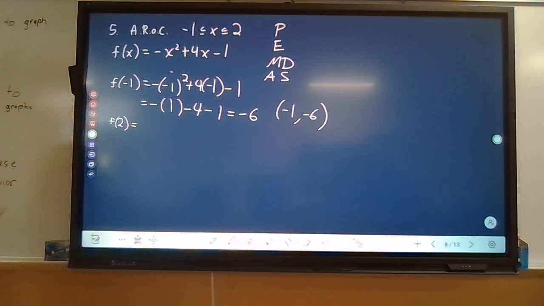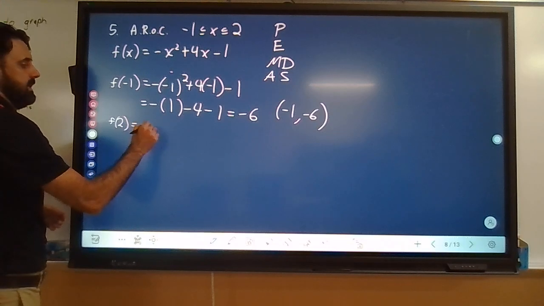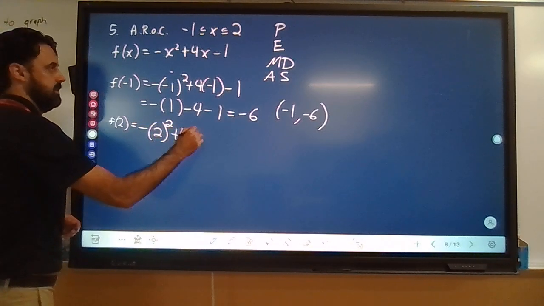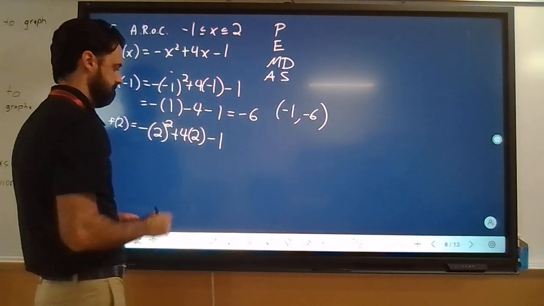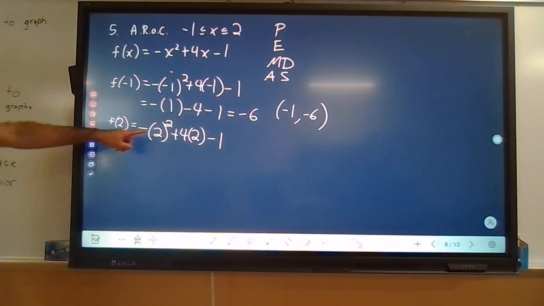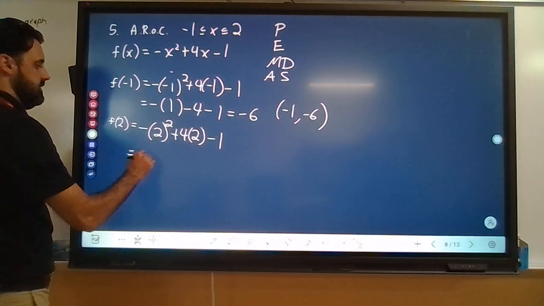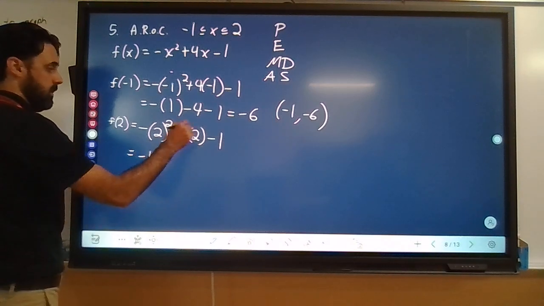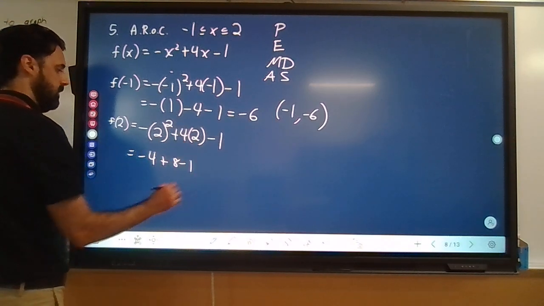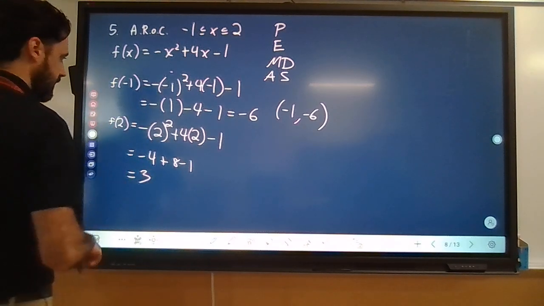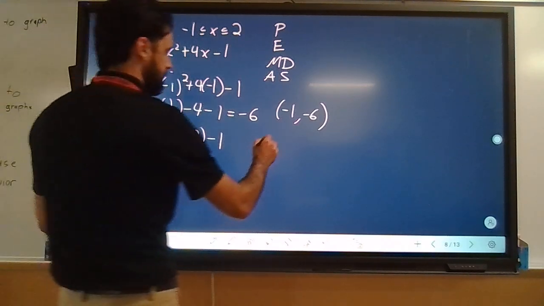Same thing here. If I plug in that 2, I get -2 squared plus 4 times 2 minus 1. I'm going to do the exponent first. So I'm going to square this. I don't move the negative inside. It's on the outside. 2 squared is 4. So this is -4 plus, I'm going to go ahead and multiply 8 minus 1. That's going to just give us 3. And this is also a coordinate point at 2, 3.